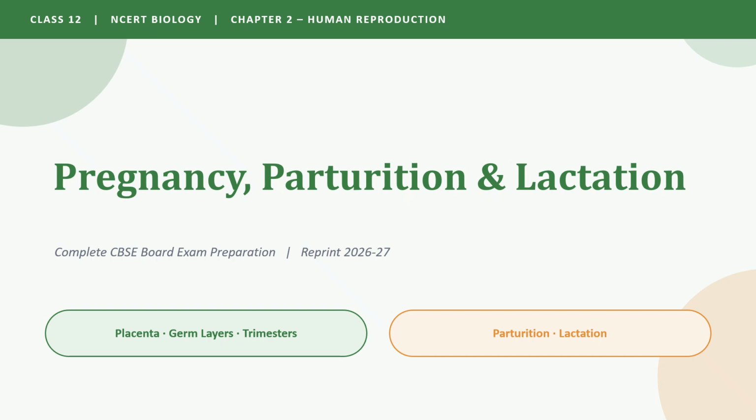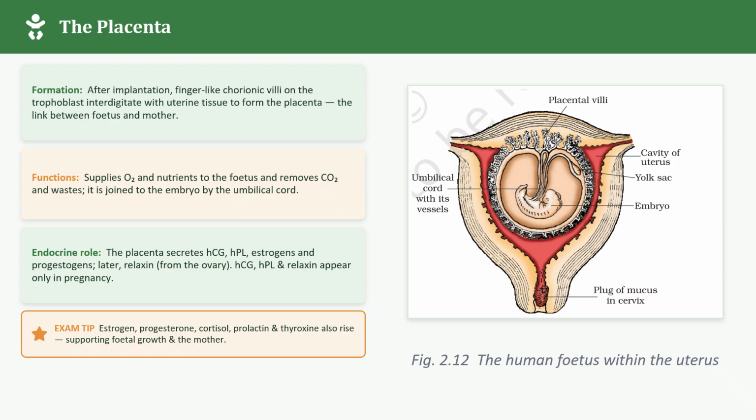Today we are going to see class 12 biology chapter 2 human reproduction. In that we are going to see pregnancy, parturition and lactation. Let's start with the topic, children. Placenta. First you should learn formation of the placenta.